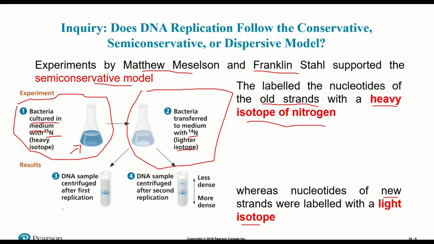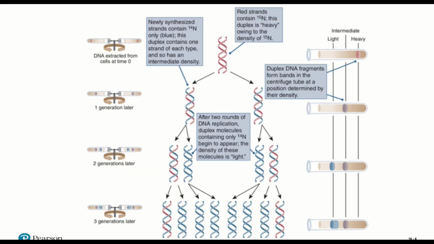And why is this helpful? Because later they can centrifuge the mix, and it will allow them to see the density of the DNA. If they only have one isotope, they will find one band. If they have a combination of the heavy isotope and the lighter isotope, you can have 2 bands. In that way they can figure out which one of the models was the correct one. But let me walk you through that more.